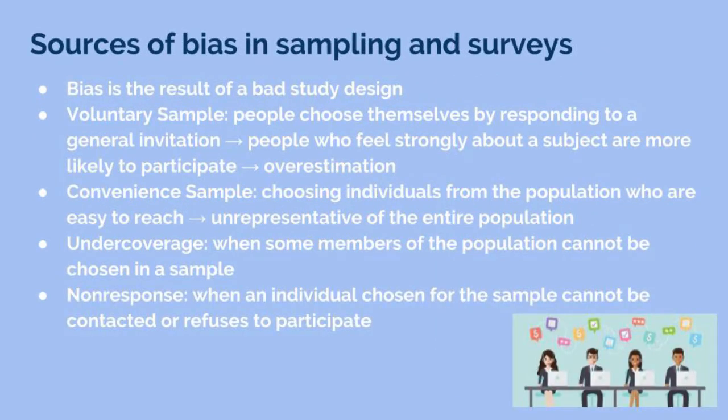So I'm going to go over briefly the types of bias that you can have in a bad study. It can be seen in sampling and surveys. I'm going to go over sampling first. So you have voluntary samples and convenience samples. These two are bad sampling methods. A voluntary sample is when you give a general invitation to people and people can pick if they want to respond to it. So people who feel very strongly about the subject are going to respond, and that's going to lead to a very heavy overestimation.